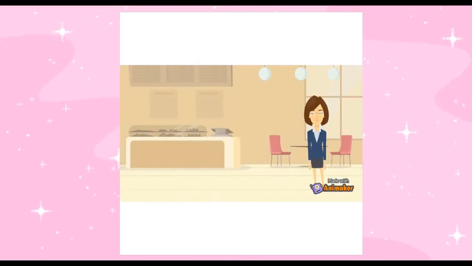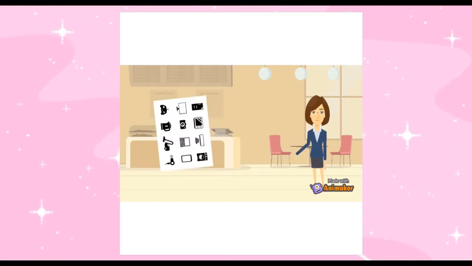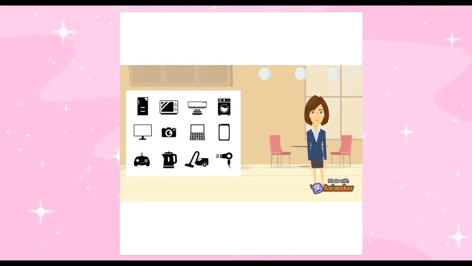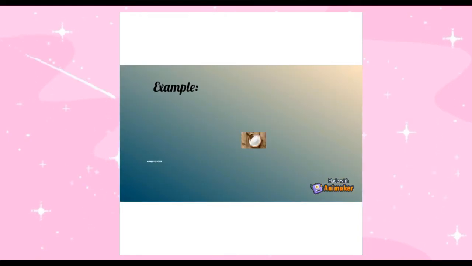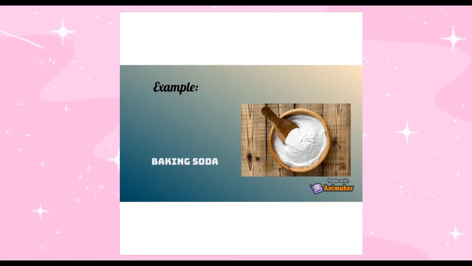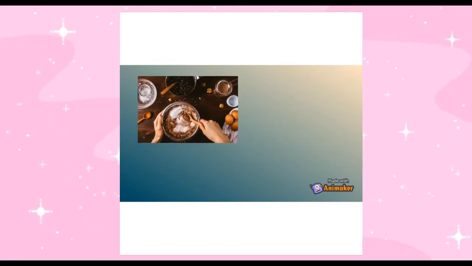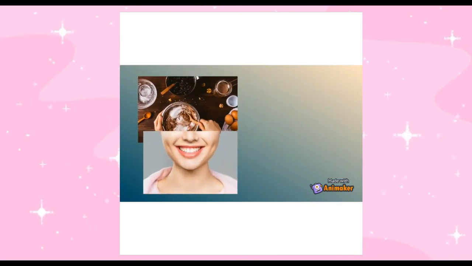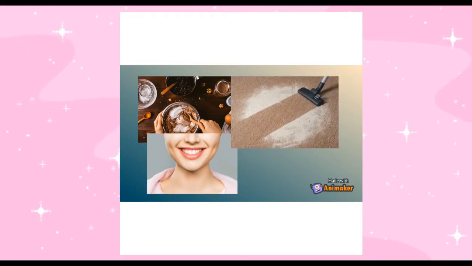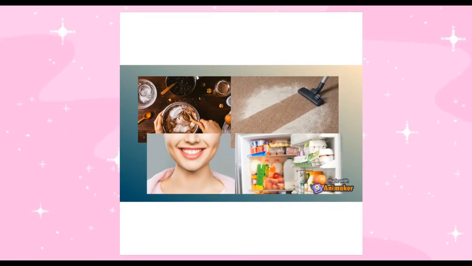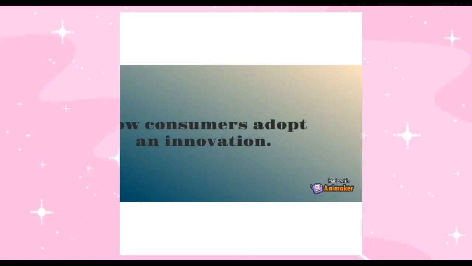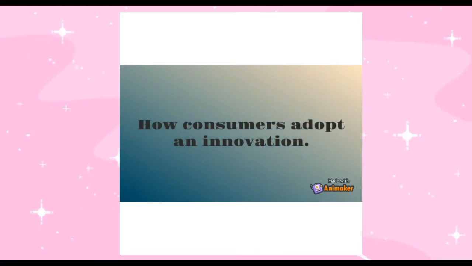Innovation characterized by breadth. This innovation can be defined as strategies that enable access to lots of new and different uses for a particular product. For example, baking soda, which can be used as a baking ingredient, tooth polisher, carpet deodorizer, and even as a refrigerator deodorizer. How do consumers adapt to an innovation?